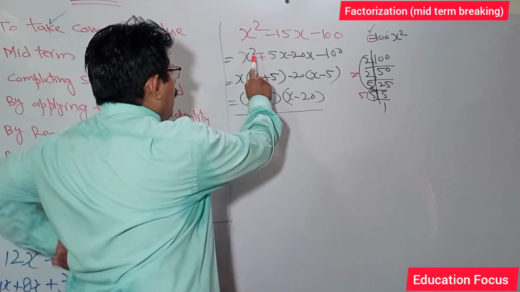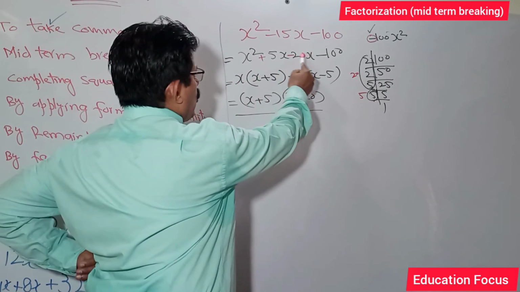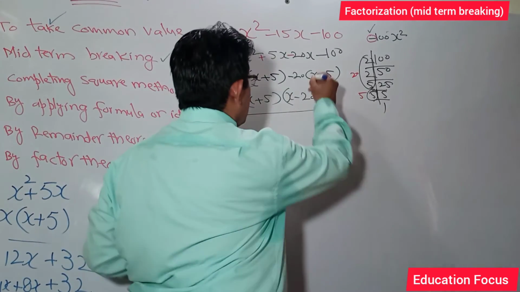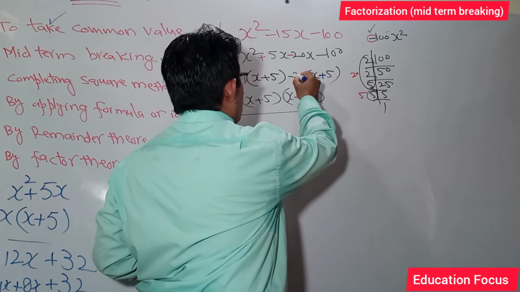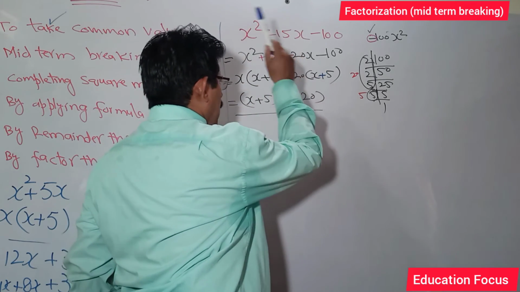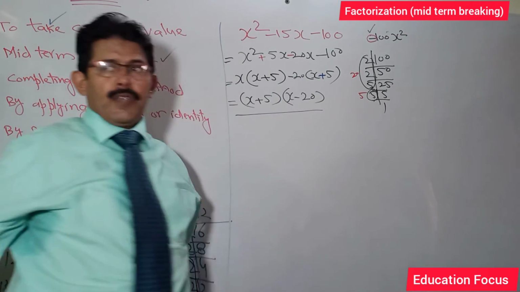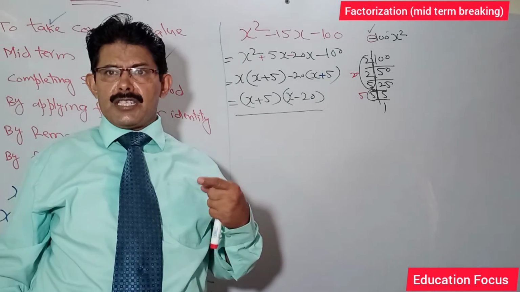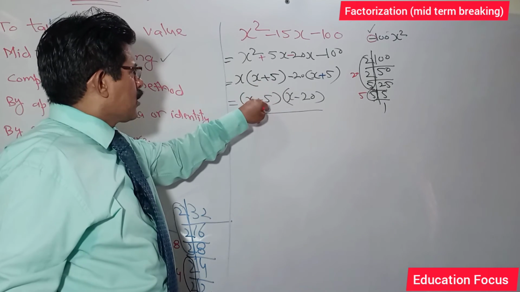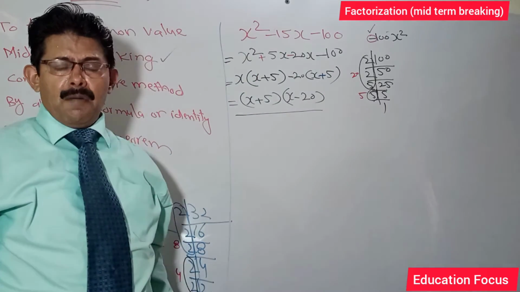Minus 20 plus 5. When we take common from the first 2 values, x is common, remaining x plus 5. From the last 2 values, common is minus 20, the remaining x plus 5. If the first value is minus, the inner sign will be minus 20. If these two brackets are the same, with the same sign, the question is right, otherwise wrong. The answer is x plus 5 and x minus 20. That is a very important method.